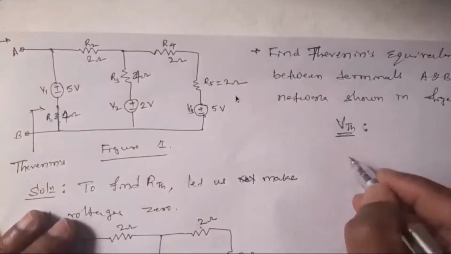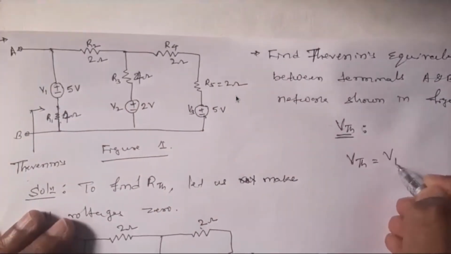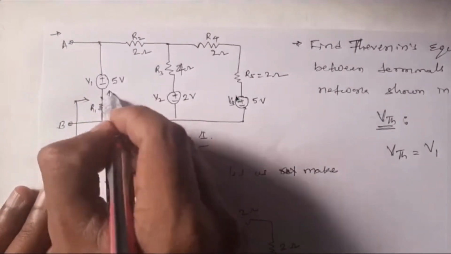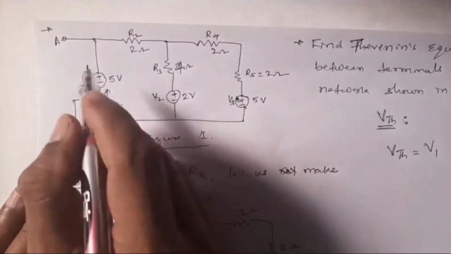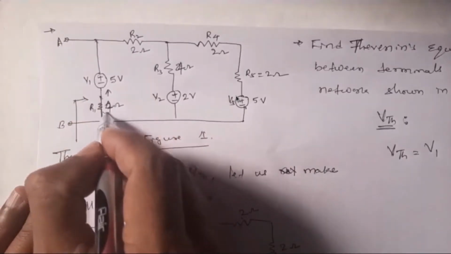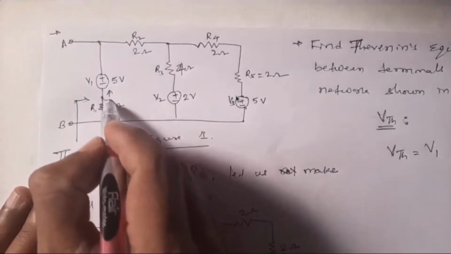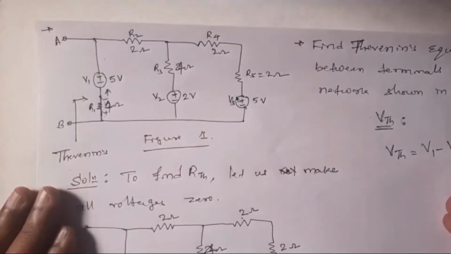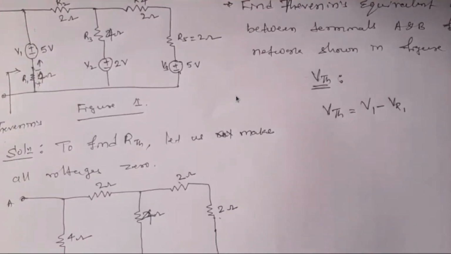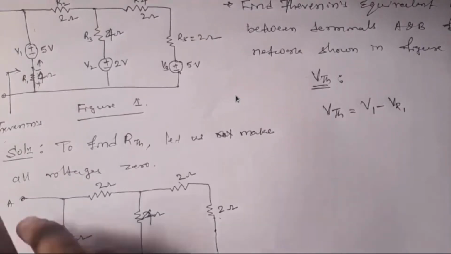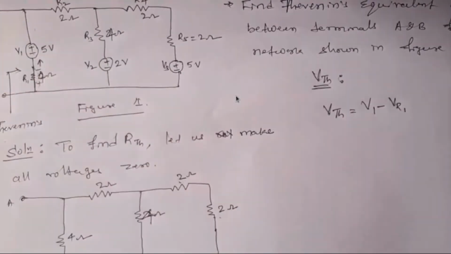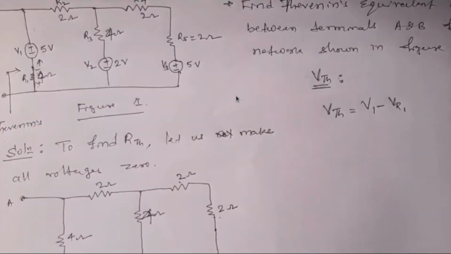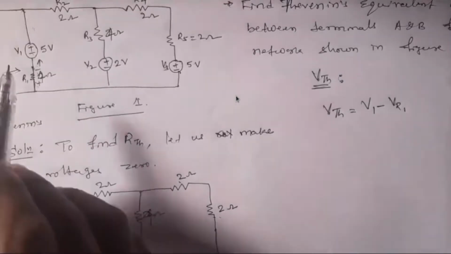So VTH is, say for example, equal to V1. If I consider this current flowing like this, the current always flows from higher potential to lower potential. If I consider this at higher potential and this as lower potential, this is plus minus, this is minus plus. In that case, this will be V1 minus VR1. Directly VTH is equal to V1 minus VR1, as per the direction we have considered, because this is plus minus, this is minus plus. V1 minus VR1 is your VTH. But the only thing is, you are supposed to find VR1 here.